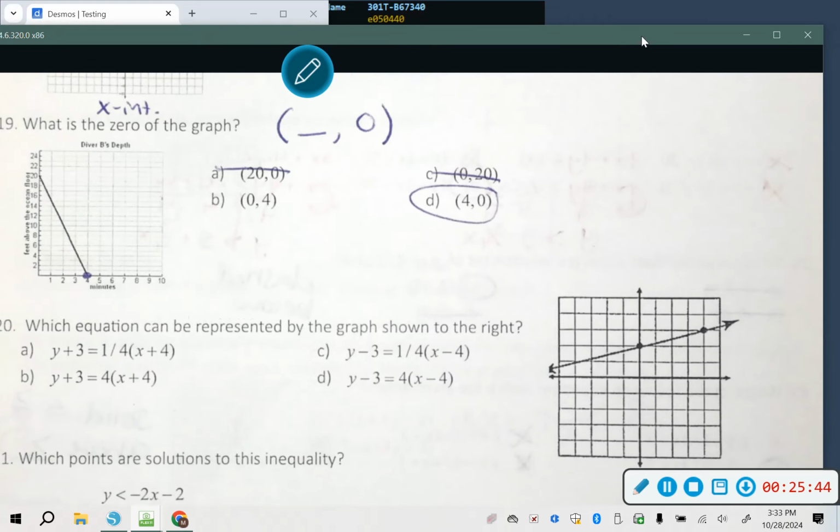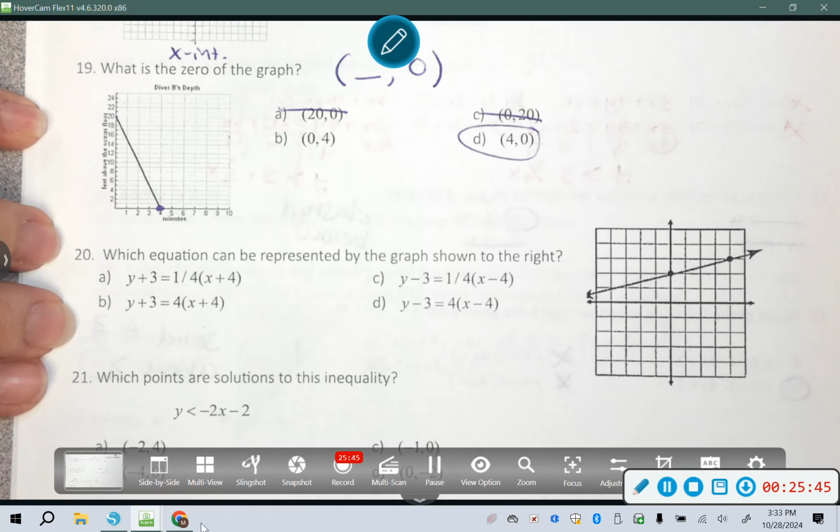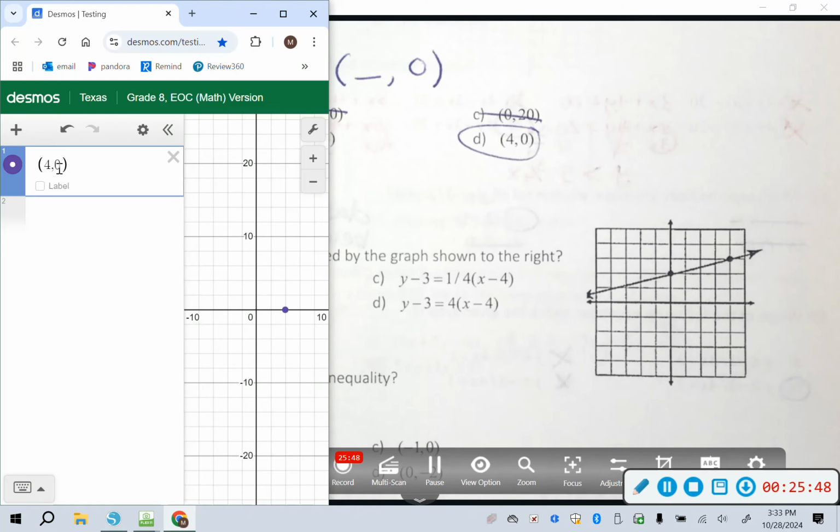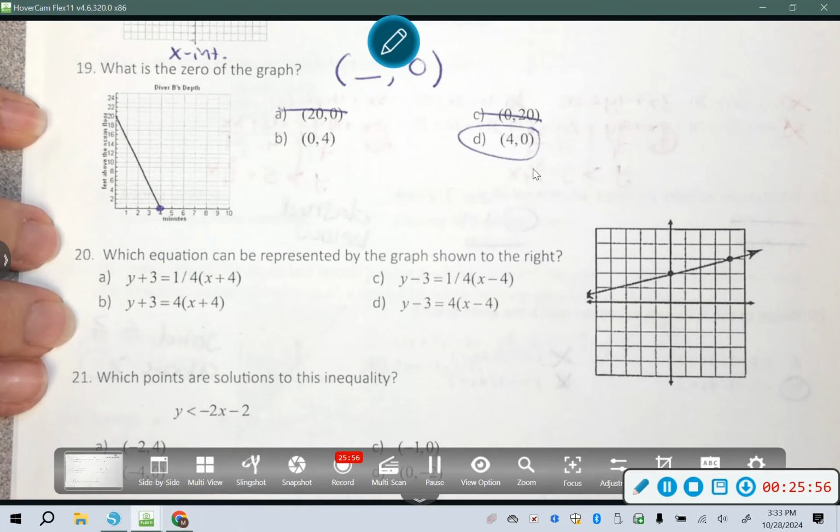So that is correct. Now, if I would have typed it 0, 4, because remember, we're looking for the x-intercept, that's on my y-axis, so that's obviously the wrong answer. Use your calculator to check it if you need to.